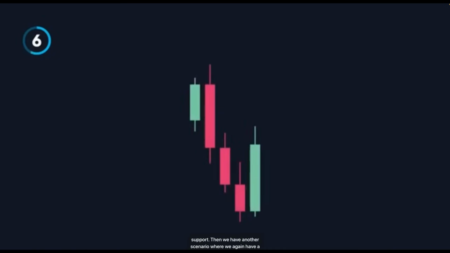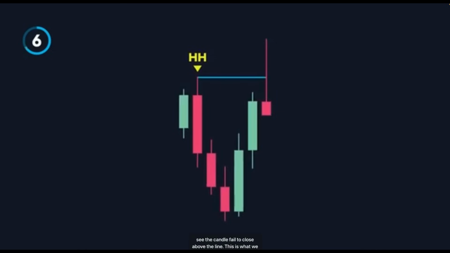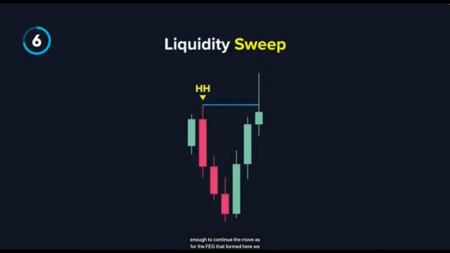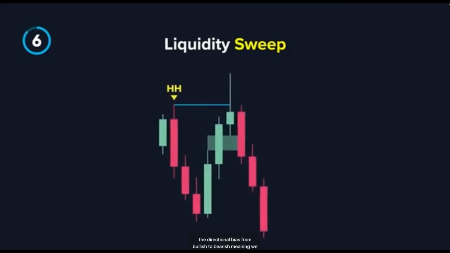Then we have another scenario where we again have a swing high as our draw on liquidity. But this time, instead of the price bursting through the level, we actually see the candle fail to close above the line. This is what we call a liquidity sweep, which is when the buyers aren't strong enough to continue the move up. As for the FVG that formed here, we shouldn't consider using it for a long trade. And the reason being is due to the price failing to push over the liquidity level, as this signals that we are likely now flipping the directional bias from bullish to bearish, meaning we should now be looking to take trades within bearish FVGs to continue the move down, which follows the rule we made in the first step, which is that we should always follow the order flow of the chart.